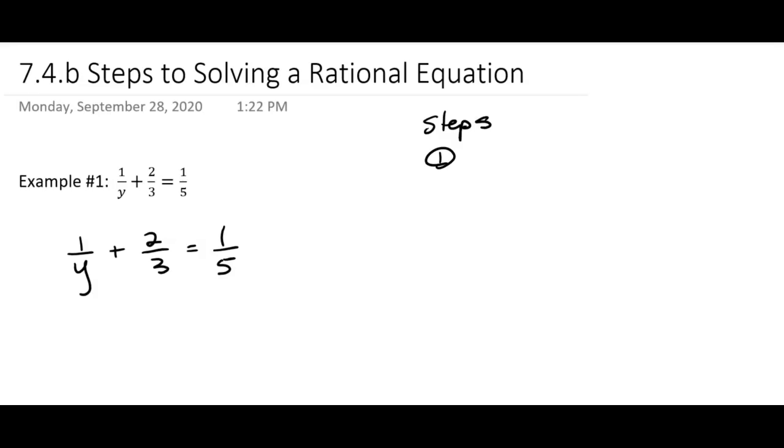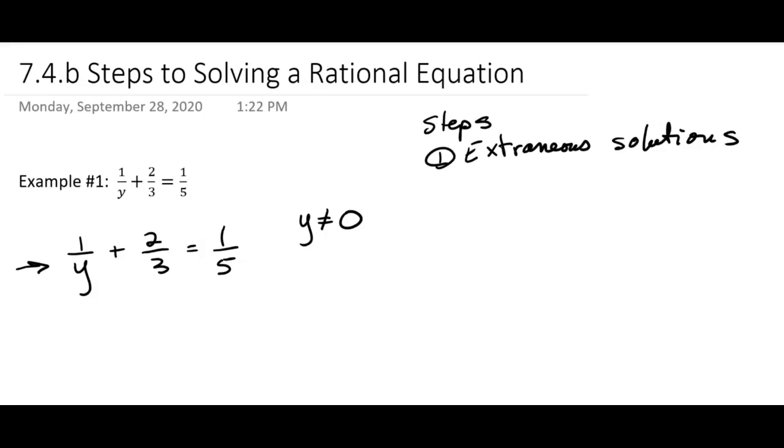First, look for extraneous solutions. Now, in this case, we just have one variable y. It's only in one place. So we can say over here to the side, y cannot equal 0. Just note to self, when we're all done, we have to make sure that y doesn't equal 0. Because it's only in the one place, right there. And if y were 0, then you'd be dividing by 0, and we can't have that.